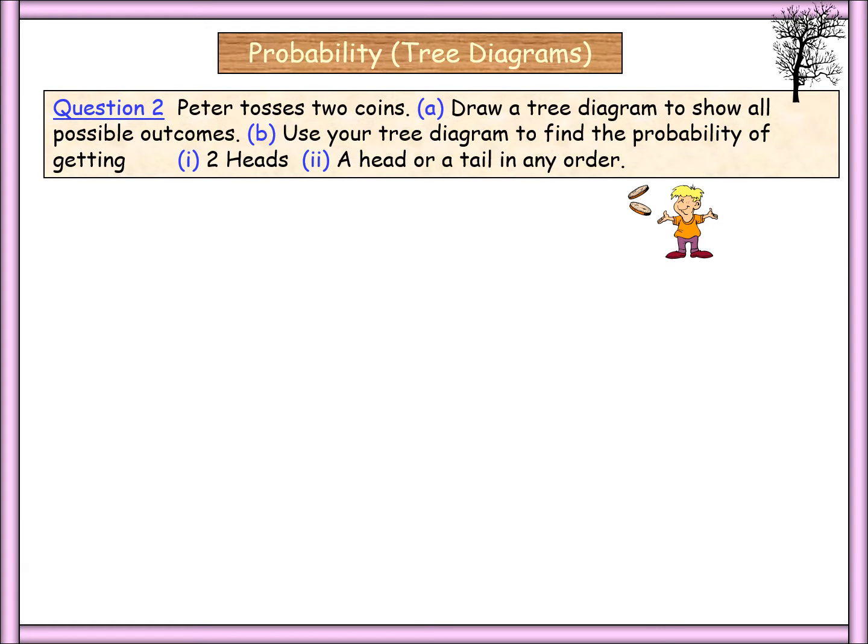Now let us have question number 2. Peter tosses 2 coins. Draw a tree diagram to show all possible outcomes. Use your tree diagram to find the probability of getting 2 heads and a head or a tail in any order.